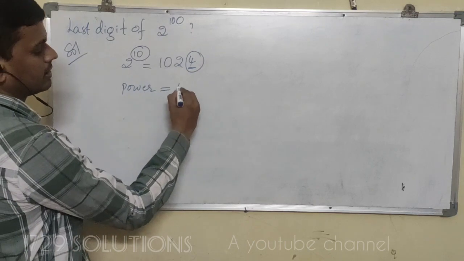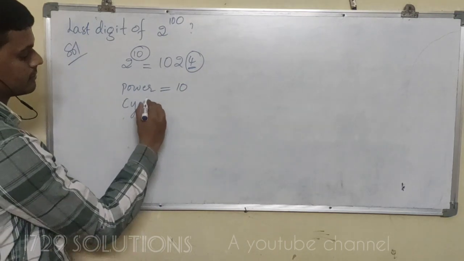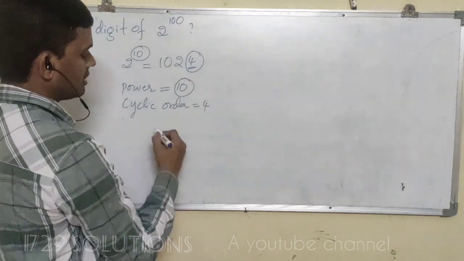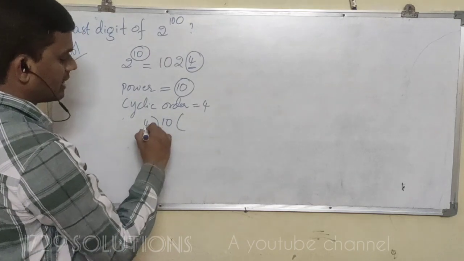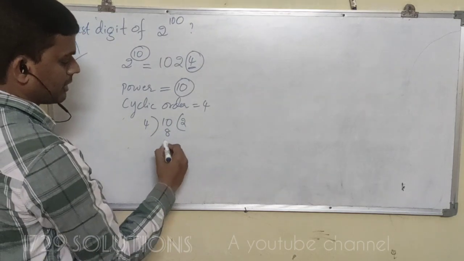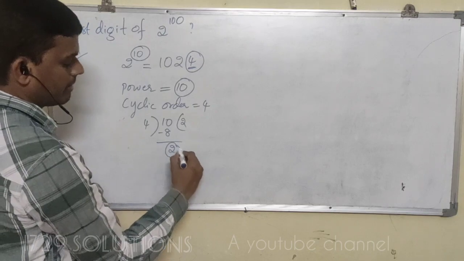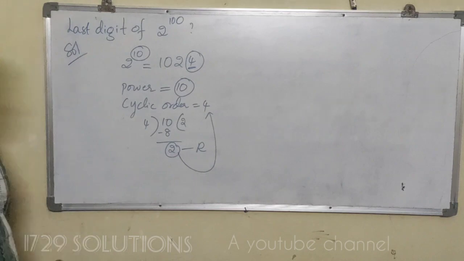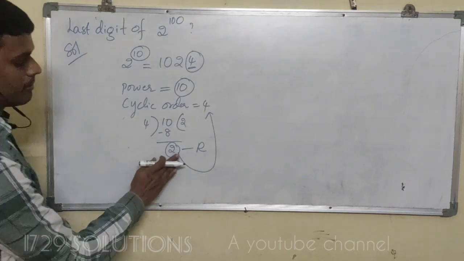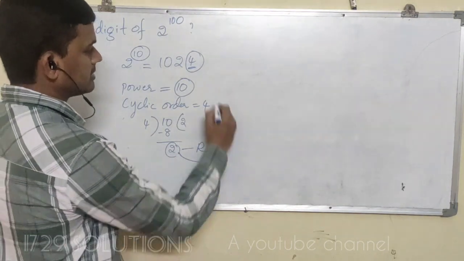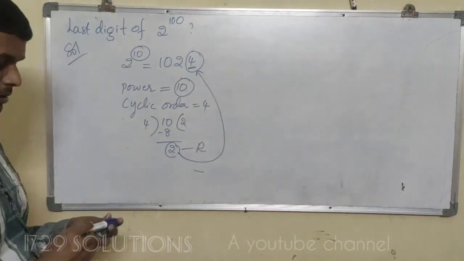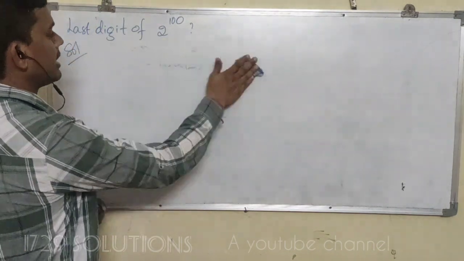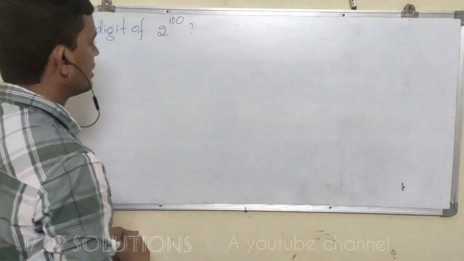We just got that the cyclic order is 4. So divide 10 by 4 and identify the remainder. The remainder is 2. With the help of remainder 2, we will find the last digit from a table of the cyclic order. If the remainder is 2, then the last digit is 4. I am going to give you a table to easily identify the last digit from the power. This is a very, very important table.